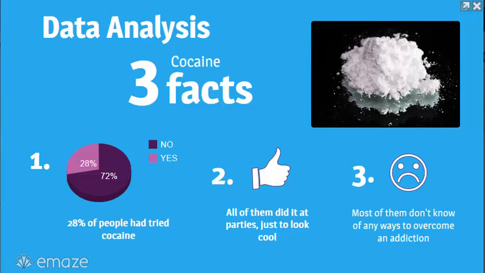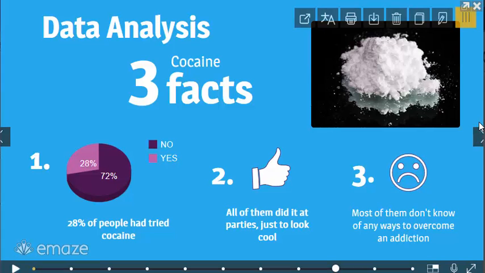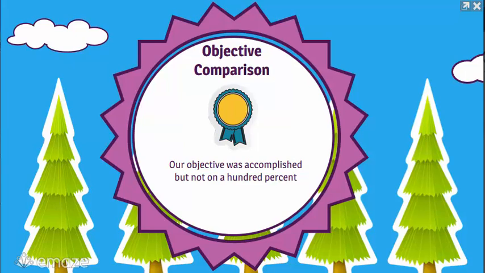The data analysis is that 28% of people had tried cocaine. All of them did it at parties just to look cool, and most of them don't know of any ways to overcome an addiction. So that means if they actually become an addict, they won't be able to recover. Our objective comparison is that after comparing our objective with our results, it was actually accomplished, but not 100% because we didn't manage to prove all of our hypotheses.